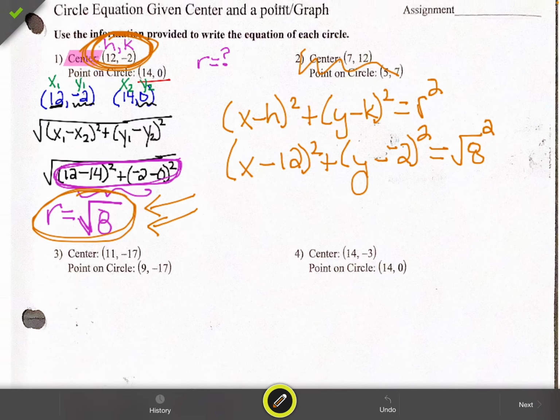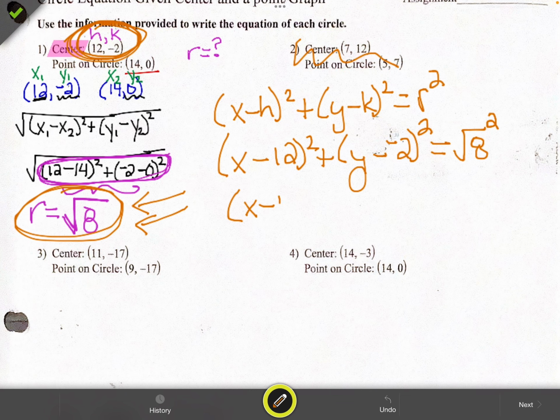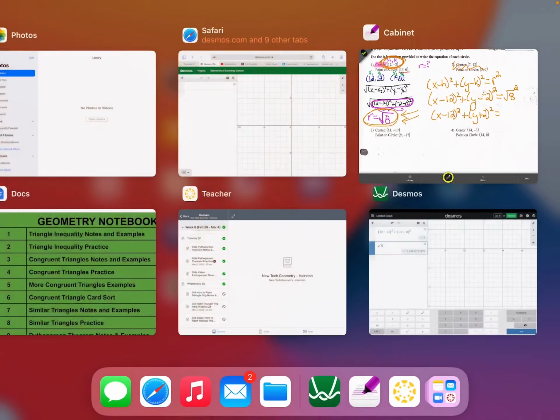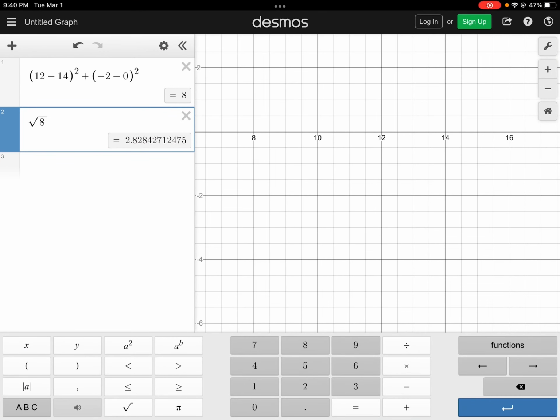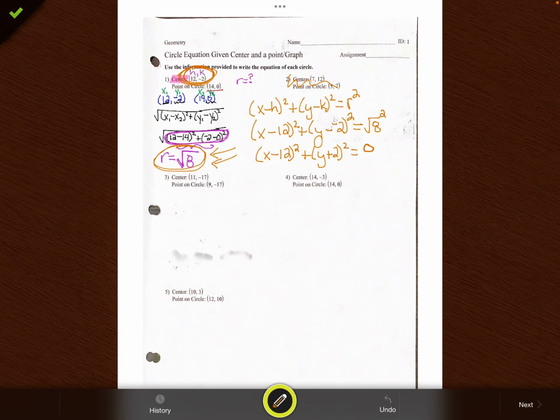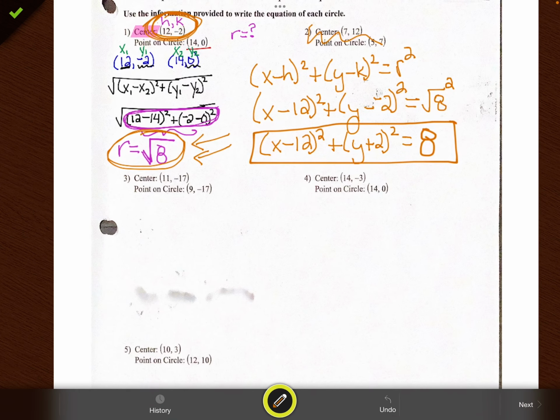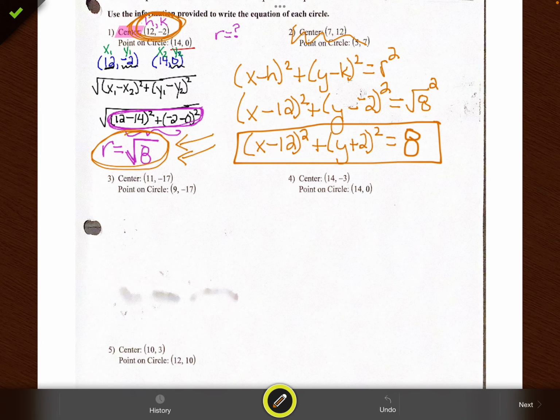Now clean up your equation like we have been. x minus 12 is good. y minus -2, we don't want to leave it like that. That's going to become y plus 2. And we're going to use Desmos. Square root of 8 squared. Oh, look at that. Remember, a square undoes or cancels out the square root. So it comes out to be just 8. So that is the equation of our circle with center at (12, -2), and the point (14, 0) is on the circle.